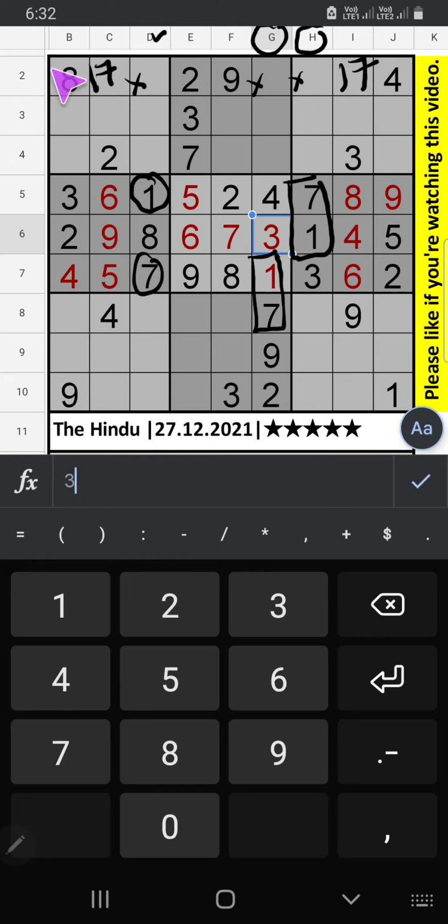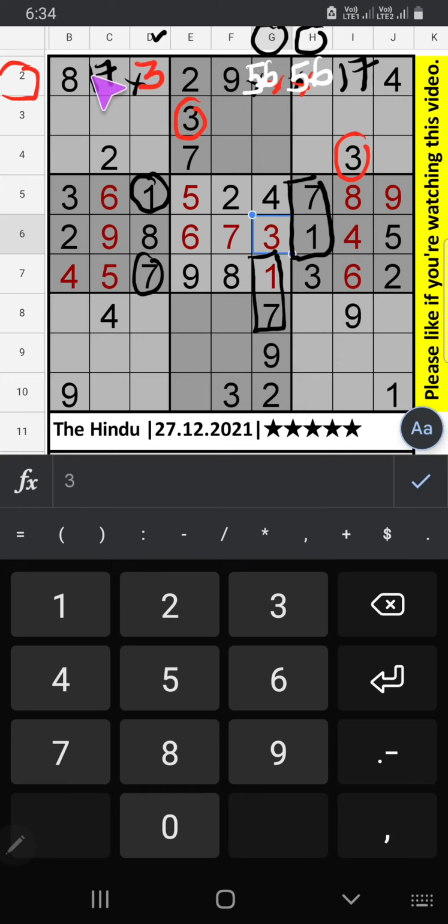Then in row 2 we have 3 numbers remaining: 3, 5, 6. In the third grid we have already 3 here. Then can't come in this cell. In the second grid also we have 3. Can't come in this cell. Then 3 will come here. Then 5, 6 will be in the cells.